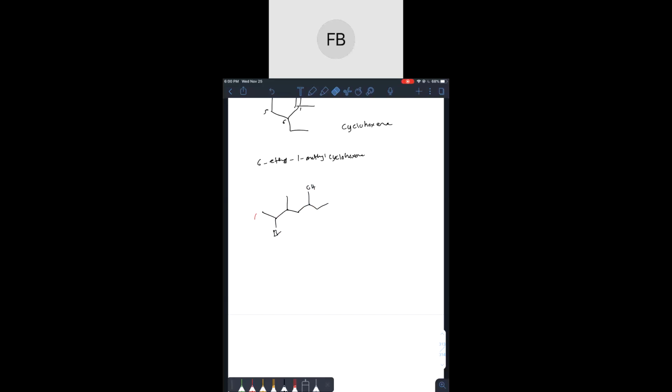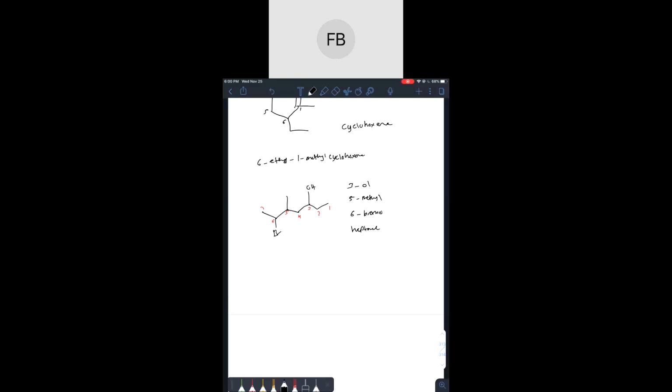So all you have to do is make the number closest to the OH. So this is 3, 4, 5, 6, and 7. So we have number 1, we have a 3-ol. We have a 5-methyl. We have a 6-bromo. And we have a heptane.